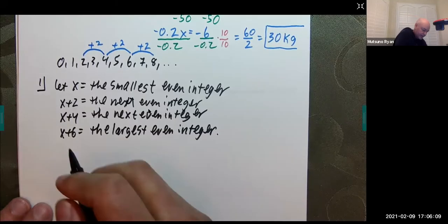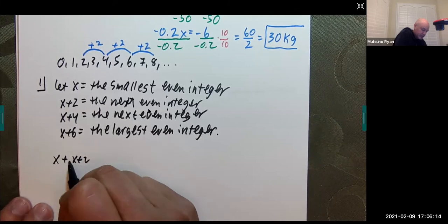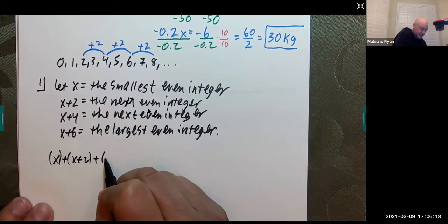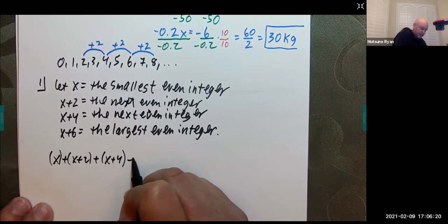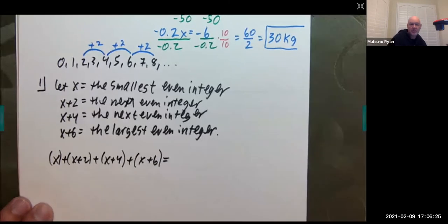So here we go. X plus 2. You don't need the parentheses. I'm just really separating it out for us. X plus 4 plus x plus 6. And that should equal, I forgot the number, 244, I think. Yeah, 244.